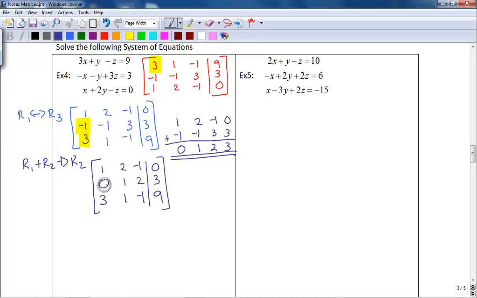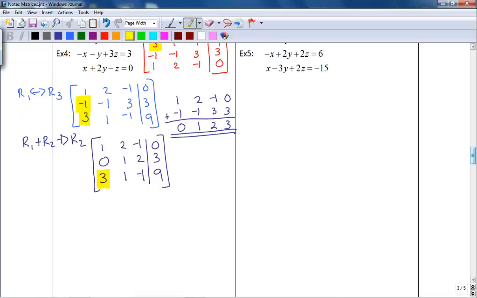So I got that to be a 0. Now I need this 3 to be a 0. In order to be a 0, I need to add it with a negative 3. Well, if I were to multiply row 1 by negative 3 and add that to row 3, that number will cancel. So I'm going to multiply row 1 by a negative 3 and add it to row 3.